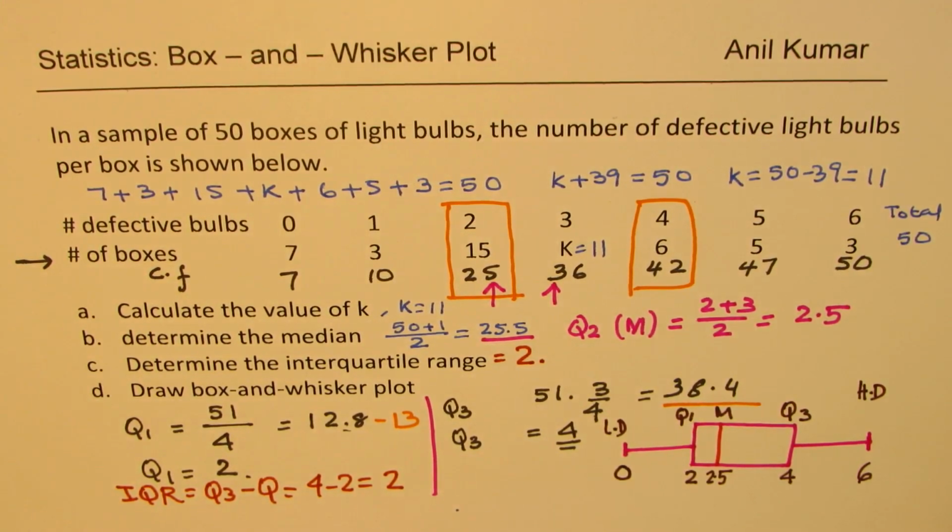So I hope the whole process is absolutely clear, how to figure out the quartiles and interquartile range, and how to sketch the box and whisker plot from the given data. I hope that helps.